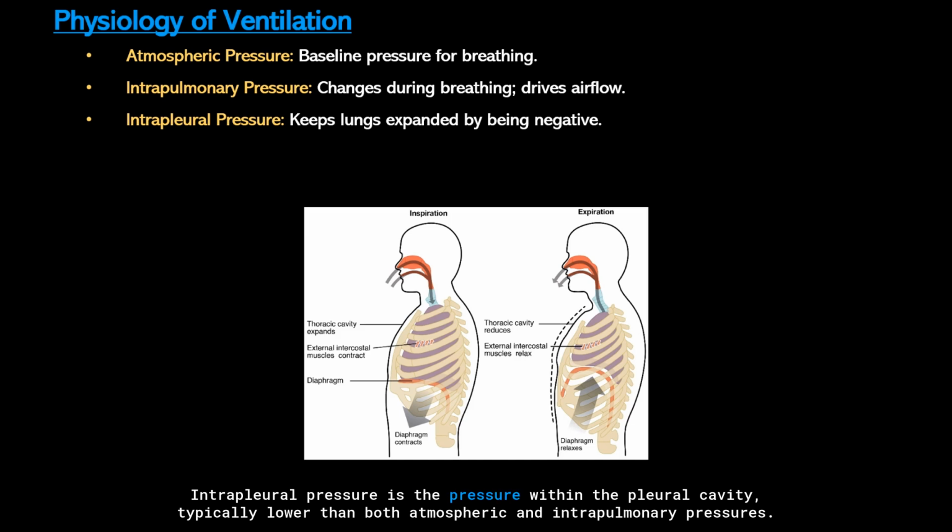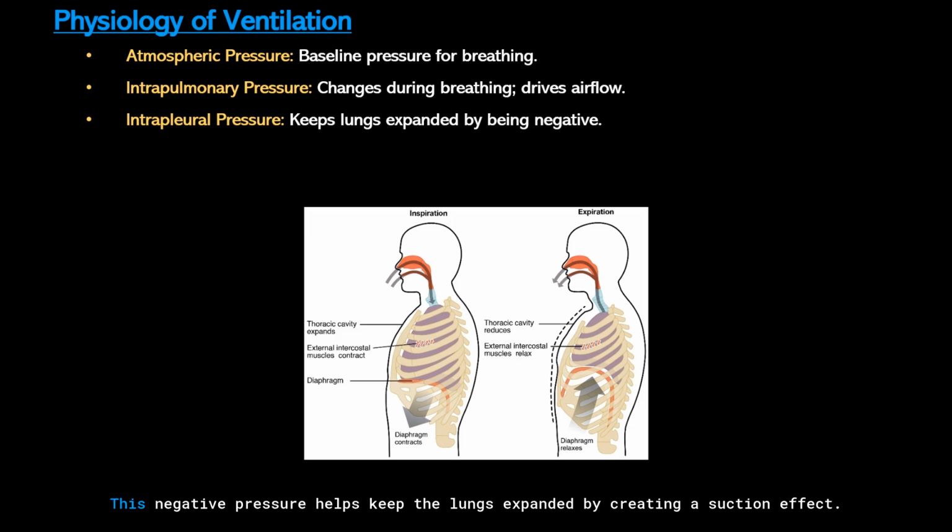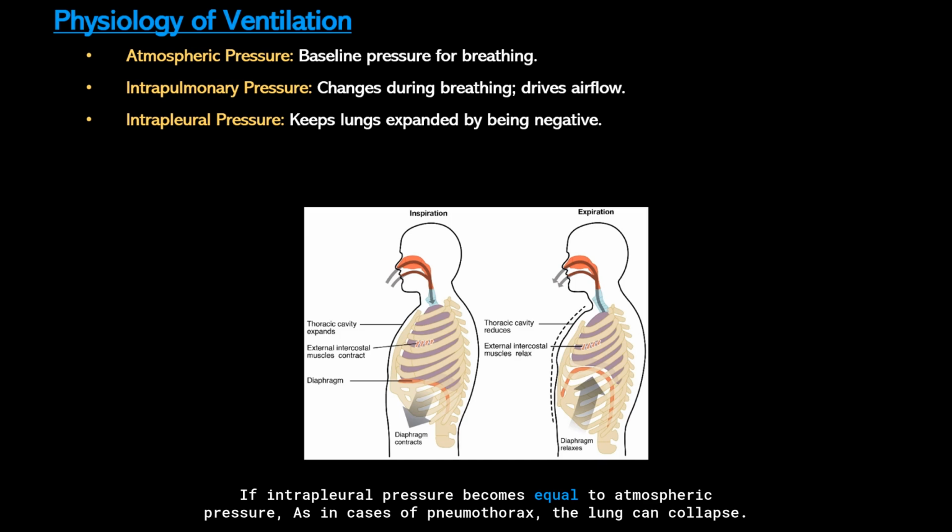Intrapleural pressure is the pressure within the pleural cavity, typically lower than both atmospheric and intrapulmonary pressures. This negative pressure helps keep the lungs expanded by creating a suction effect. If intrapleural pressure becomes equal to atmospheric pressure, as in cases of pneumothorax, the lung can collapse.